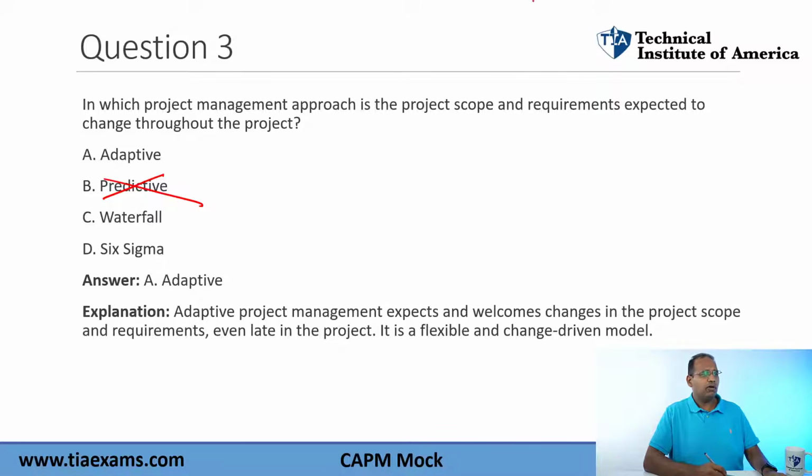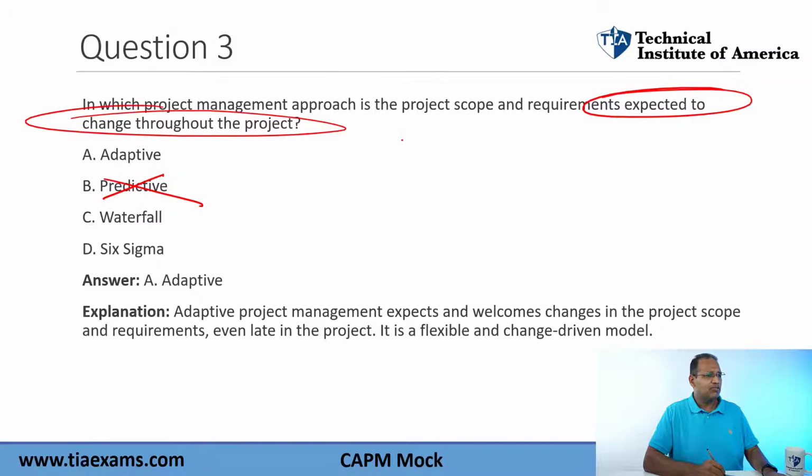But if you are expecting the requirements to change throughout the project, that is an agile project. For example, like on a Scrum project where the requirements are consistently changing. So A is the best answer on this particular one. Waterfall and predictive is basically the same thing. Predictive, waterfall methods, traditional project management.